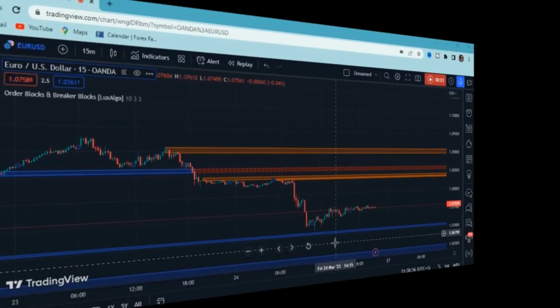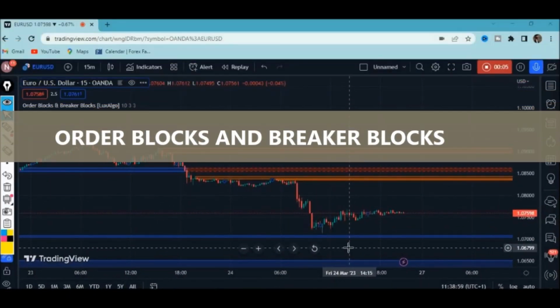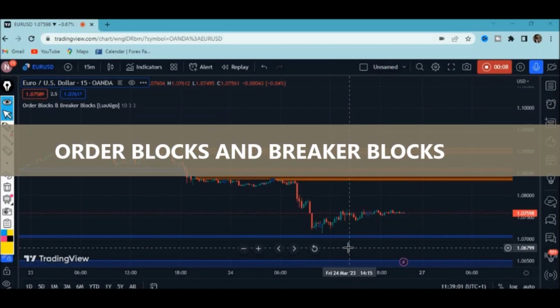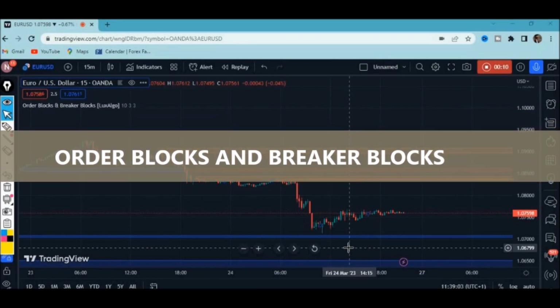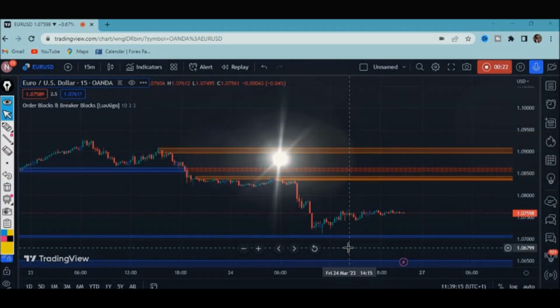I want us to look at this brand new indicator by Lux Algo called the order blocks and breaker blocks. It is an indicator that shows you an order block and as well a breaker block. I know you have questions like what is a breaker block in order blocks, so this video is going to really help us to understand the order blocks and the breaker blocks.